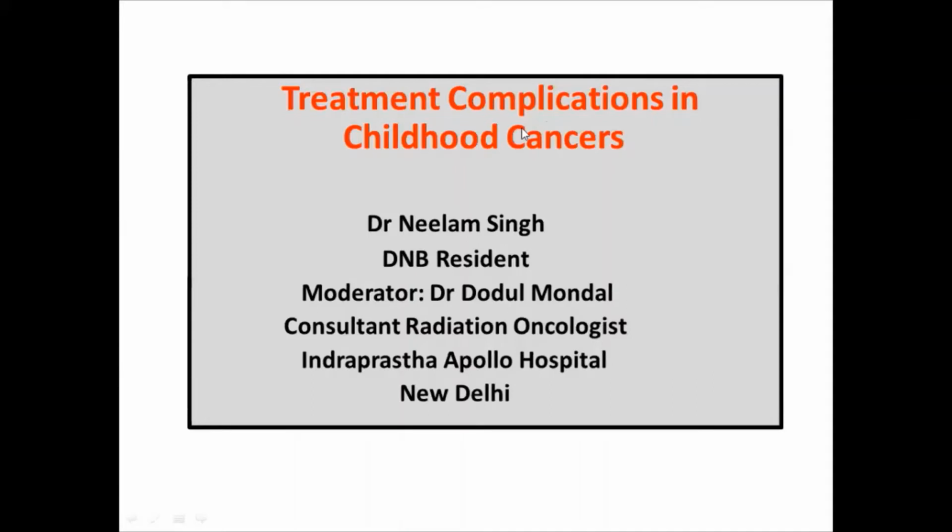We've had really amazing sessions in the past on hippocampal sparing, then on rhabdomyosarcoma, Ewing sarcoma, ependymoma. What we have got to know is that the main modalities of treatment that we generally see in all these tumors are surgery, radiotherapy, or chemotherapy. When we use these treatment modalities, it is obviously associated with some sort of complications. So today we are going to have a discussion on treatment complications in childhood cancer.